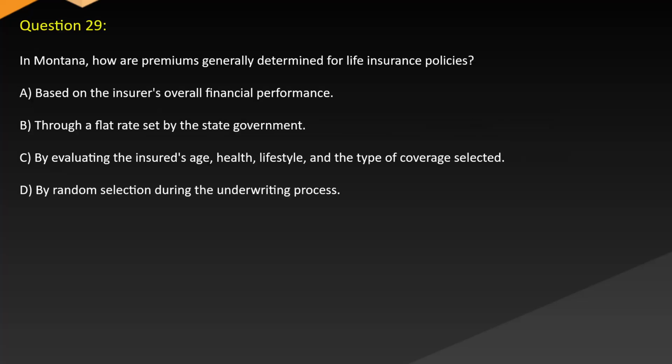death benefit. Question 29. In Montana, how are premiums generally determined for life insurance policies? A. Based on the insurer's overall financial performance. B. Through a flat rate set by the state government. C. By evaluating the insured's age, health, lifestyle, and the type of coverage selected. D. By random selection during the underwriting process.